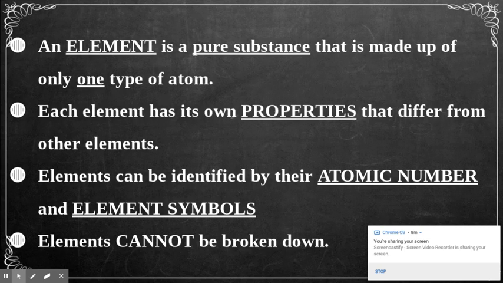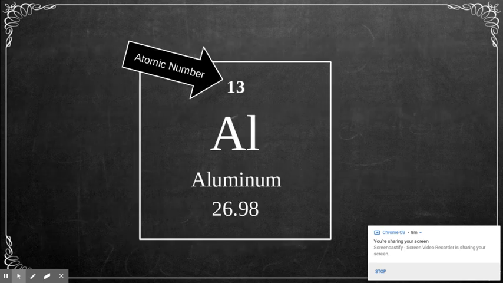We're all different. And elements can be identified by their atomic number and element symbols, which we're going to look at a little bit later. And elements cannot be broken down. So because they are a pure substance made up of one type of atom, they cannot be broken down anymore. So this is an atomic number. It is usually found at the top of an element square.